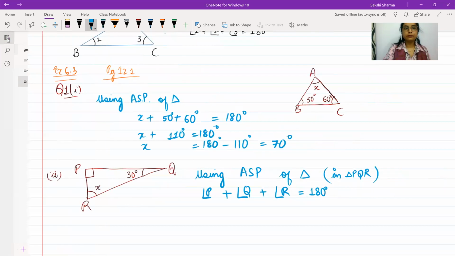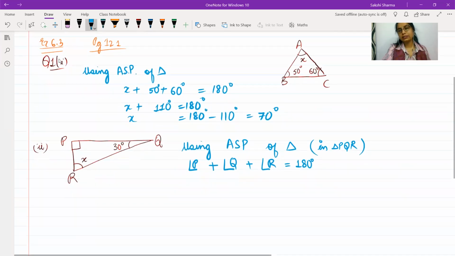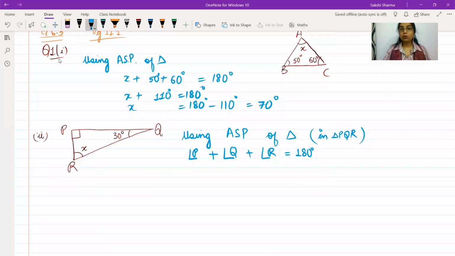Yes, the answer is 60 degrees. Beta, all parts of question number 1 are similar. You have to do exactly the same thing that I'm doing here in the second part. We will be using the angle sum property of the triangle in whichever triangle you are taking.